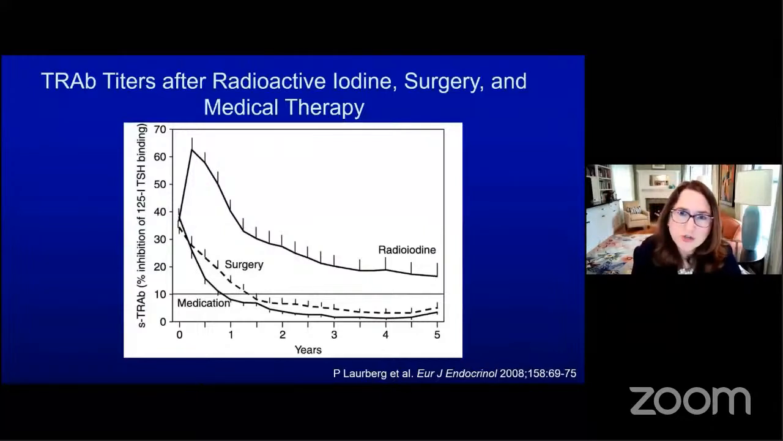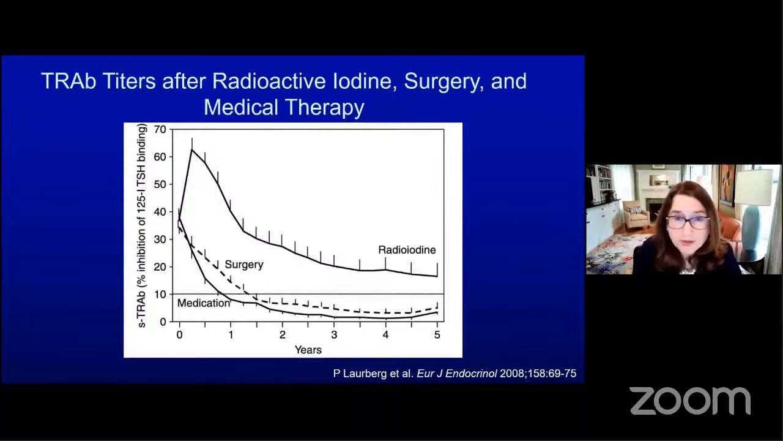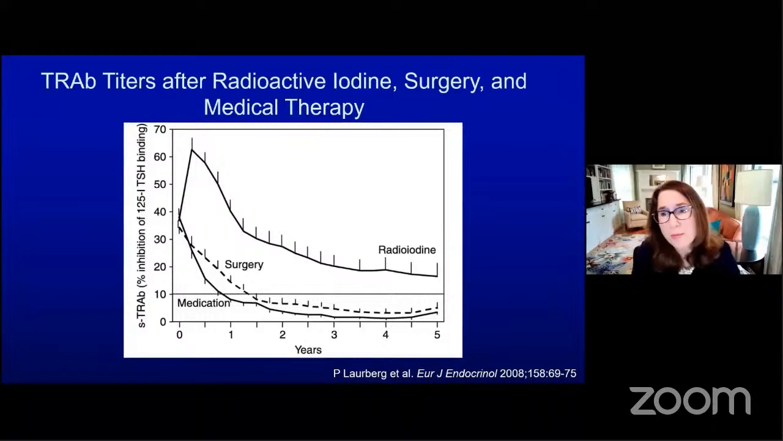So after initiation of antithyroid drugs or after total thyroidectomy, there is a decline in those antibody titers that occurs really right away, and levels tend to be fairly low, often by a year or two after treatment. After radioactive iodine, though, there's an increase in those TSH receptor stimulating antibody titers above baseline, and those levels tend to remain above baseline for about a year. They do decline, but levels tend not to decline as much as they do with the other treatment modalities. And again, those TSH receptor stimulating antibodies can affect the fetal thyroid. So we need to think about this also in our patient counseling.